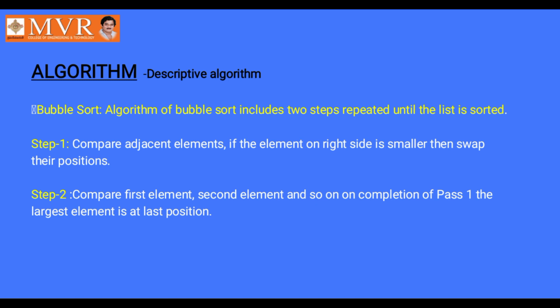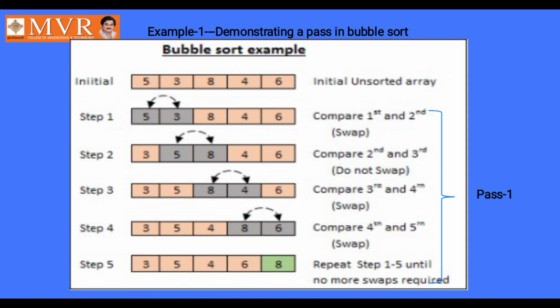Start from the 0th element, compare it with the first, then first with the second, then second with the third, and so on till the end of the list is reached. This procedure is continued till the full list of elements is sorted. See, demonstrating a pass in bubble sort. What is a pass? A pass is nothing but what we have seen. Starting from the 0th element, we compare till the end of the list, and those steps are counted as one pass. Here I am demonstrating one pass.